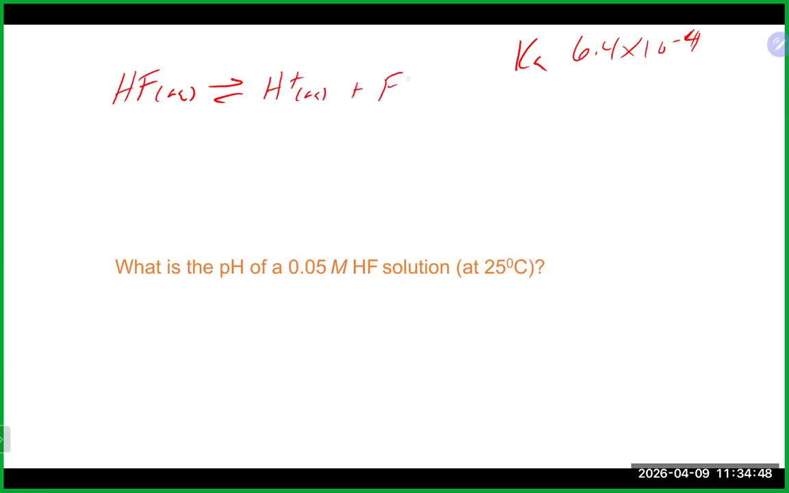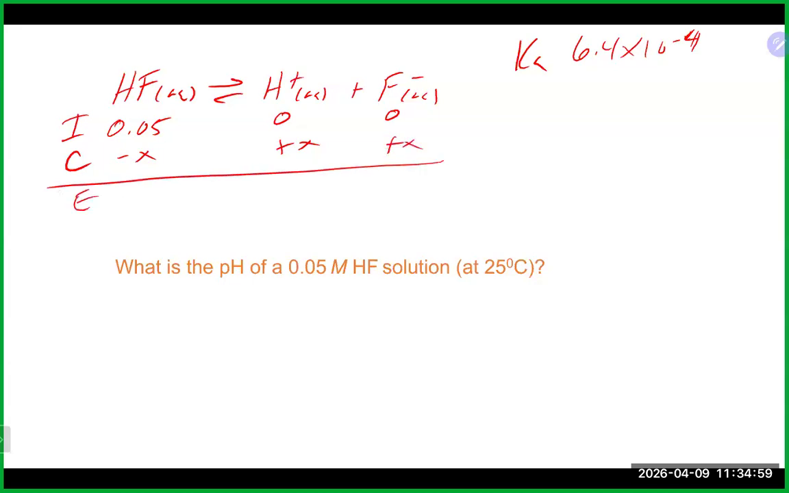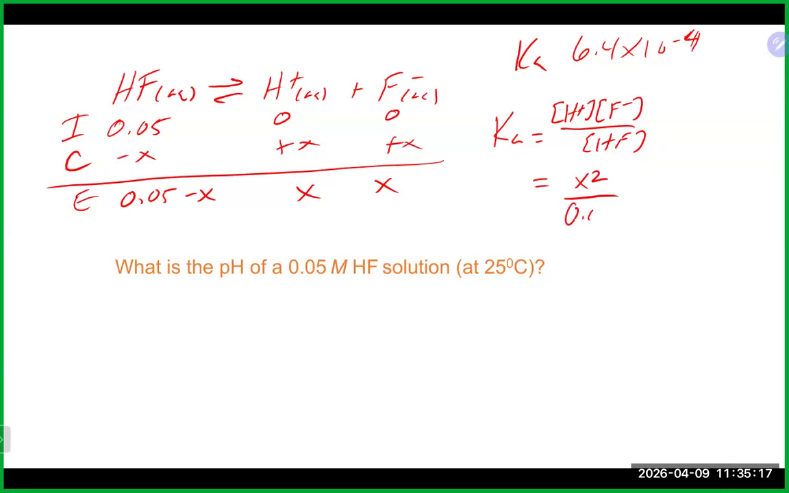Again, a reminder that if we go through our sort of ice table here, we would end up with 0.05, 0, and 0. Change would be minus x, plus x, and at equilibrium 0.05 minus x, x, and x. This would go into our Ka expression, which would be our products over our reactants, just like we did on the problem at the end last time. And put in our values to give us x squared divided by 0.05 minus x equals 6.4 times 10 to the minus 4.